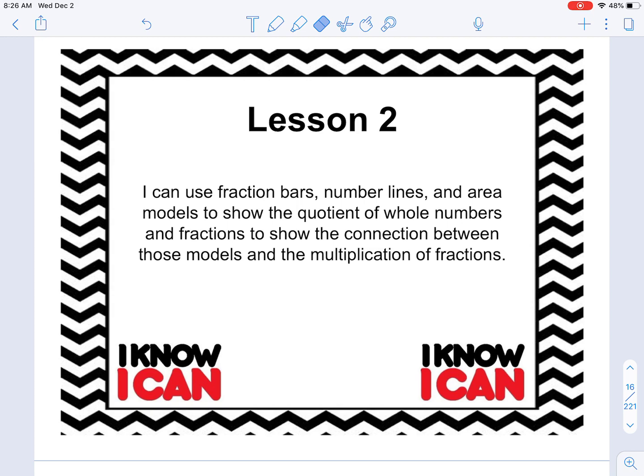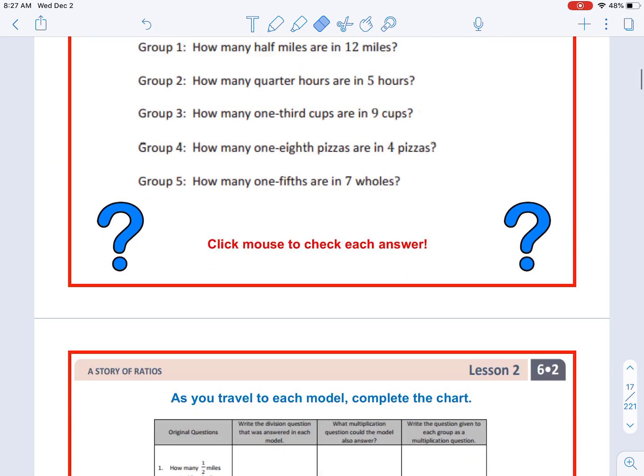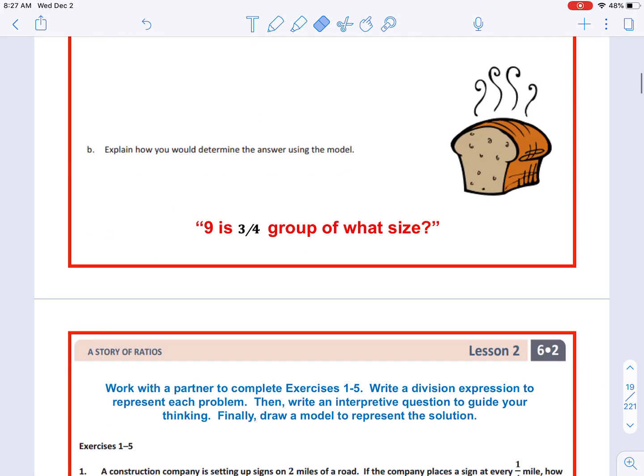Lesson 2's objective says I can use fraction bars, number lines, and area models to show the quotient of whole numbers and fractions, to show the connection between those models and the multiplication of fractions. So we're going to be doing almost exactly what we were doing yesterday, but they're going to give us word problems to figure out. Okay, so kind of real world problems. Let's go ahead and get started.